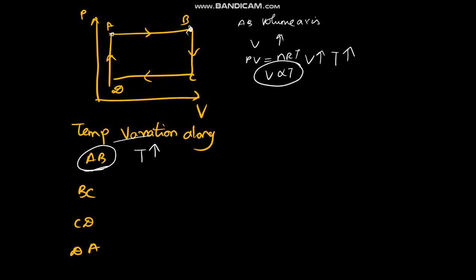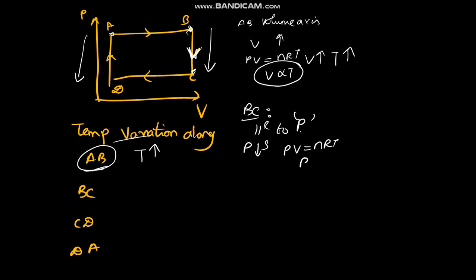Now along BC, let us see. BC, the line is downward. It is parallel to the pressure axis. Okay, BC is parallel to the pressure axis. So pressure continuously decreases because the line points downwards. So we know that PV is equal to nRT. So P is directly proportional to temperature. So if pressure continuously decreases, then along BC, temperature also continuously decreases.